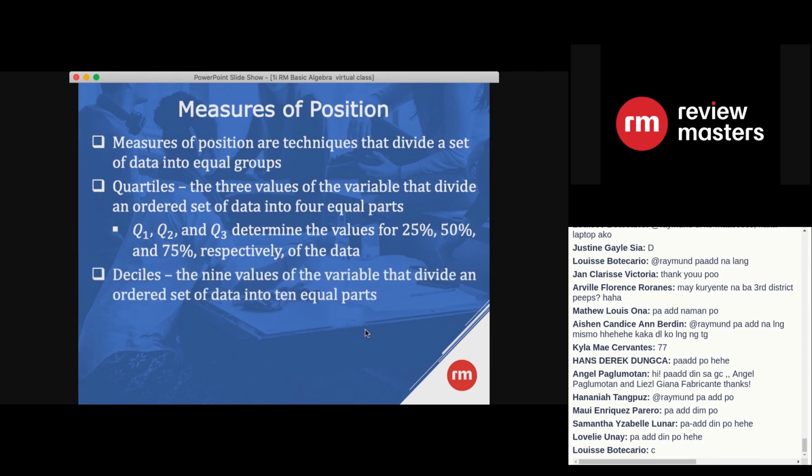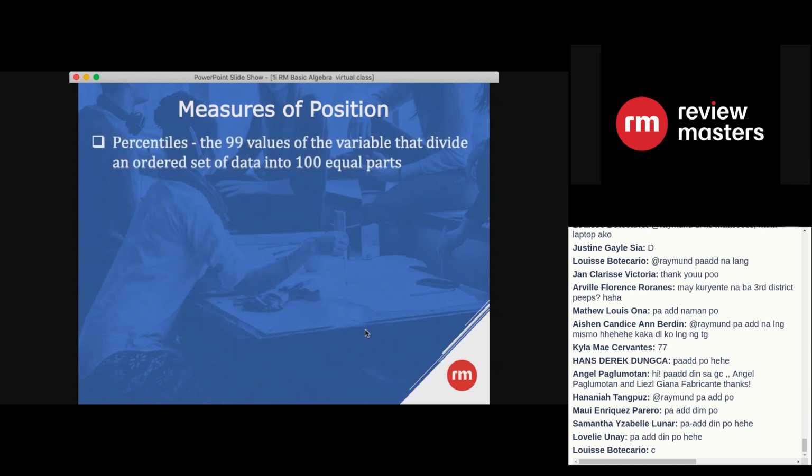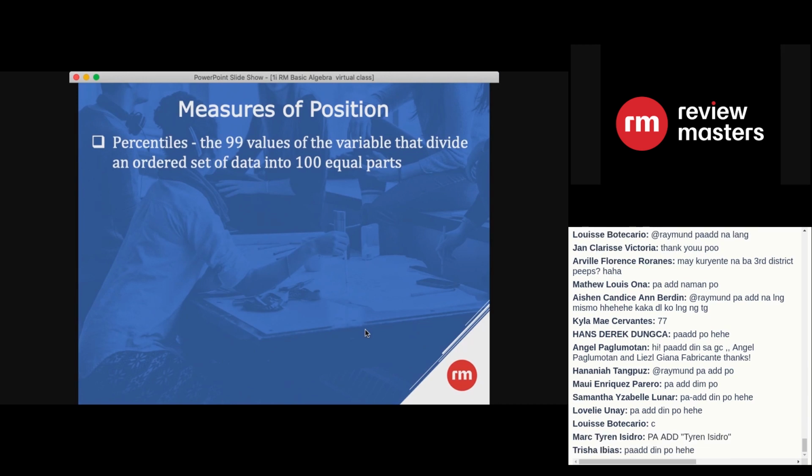Decile, pag dinivide mo by 10, decile yon. So the 9 values of the variable that divide an ordered set of the data into 10 equal parts. Okay. Percentile, when you divide everything by 100, that is percent or per 100. So the 99 values of the variable that divide the ordered set data into 100 equal parts.